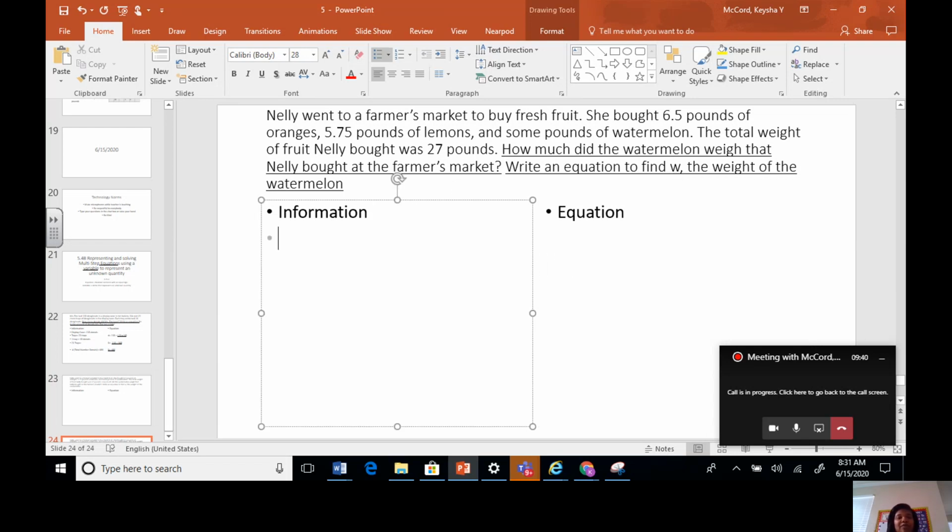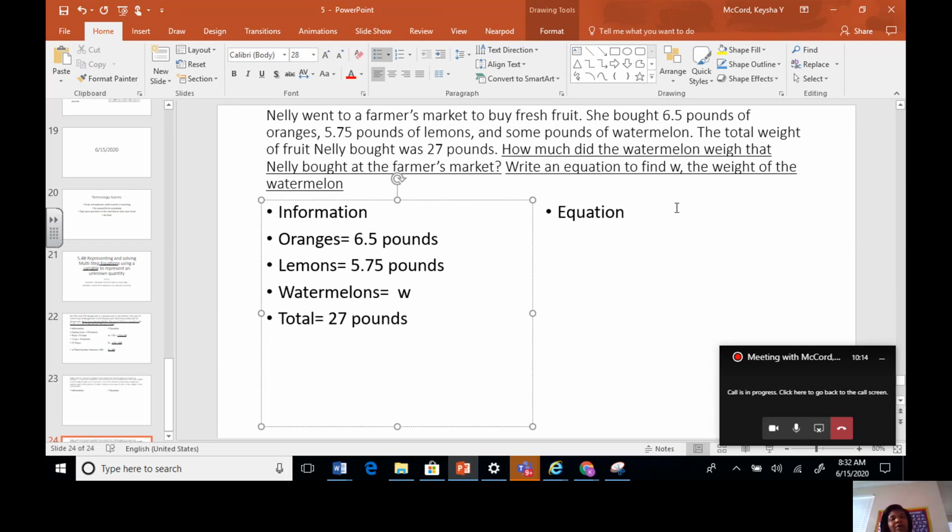So let's look at the information I have. Nellie went to the farmer's market. She bought oranges. She bought 6.5 pounds. She also bought lemons, 5.75 pounds. And then watermelons, we don't know, and that is represented by what variable? W, the weight of the watermelon. So I'm going to put W right now because I don't know what it is, but I do know her total is 27 pounds. So how can I figure this out if I know my total?